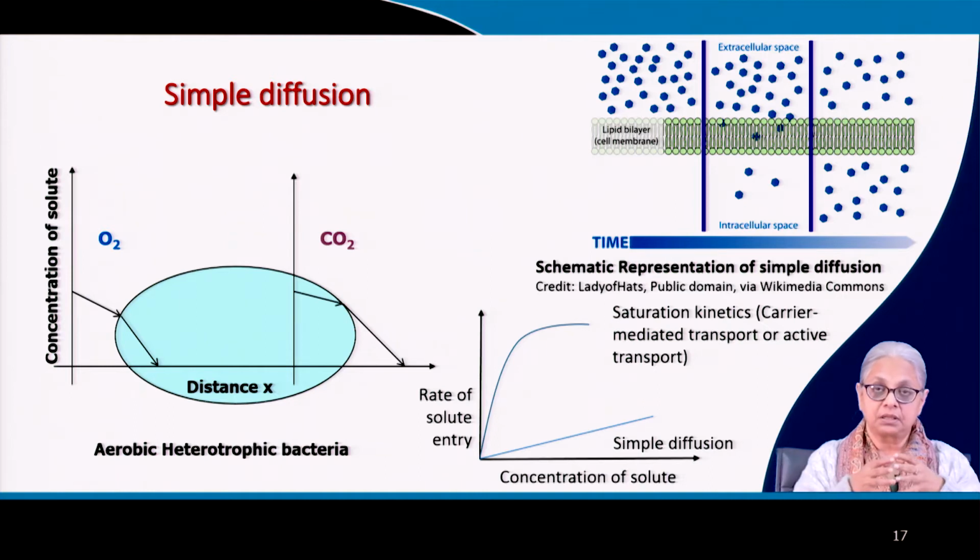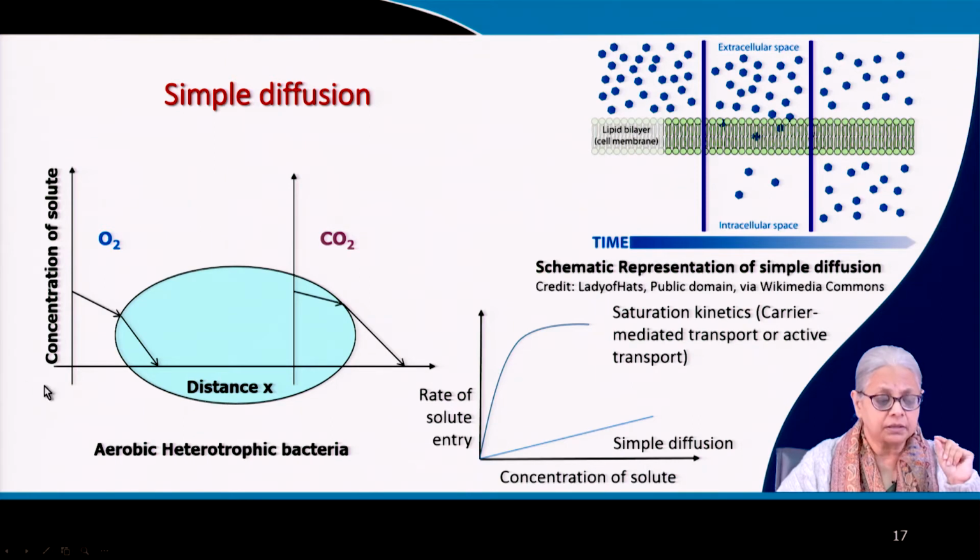So let us say they are utilizing organic matter. We use the example of glucose. Glucose is just the simplest organic compound that an aerobic heterotrophic bacteria can use. It can be any other organic molecule. So let us say glucose plus oxygen is what is required by the cell. Glucose cannot be transported into the cell without some amount of energy expenditure.